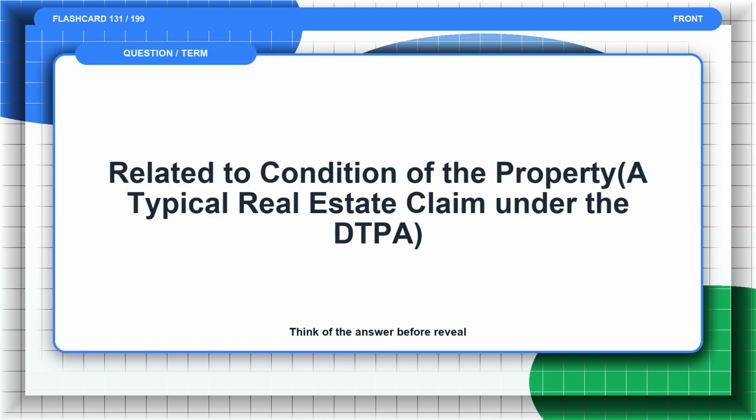Flashcard 131. Related to condition of the property, a typical real estate claim under the DTPA. Pause and think of the answer before the reveal.